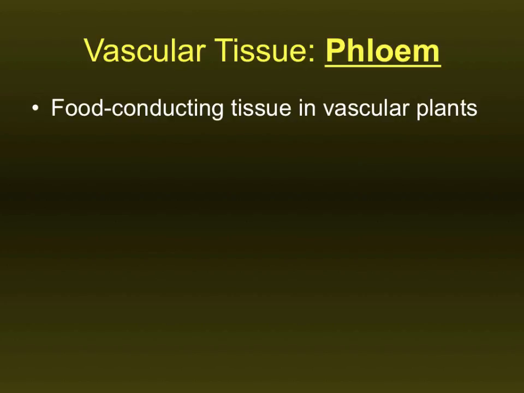Well, the second type of vascular tissue that we're going to see is called phloem. And phloem is involved in conducting sucrose, and in some cases starch, from the leaves down toward the roots. So the phloem is going to be moving in the opposite direction from the xylem. Xylem goes from bottom up, phloem goes from top down.